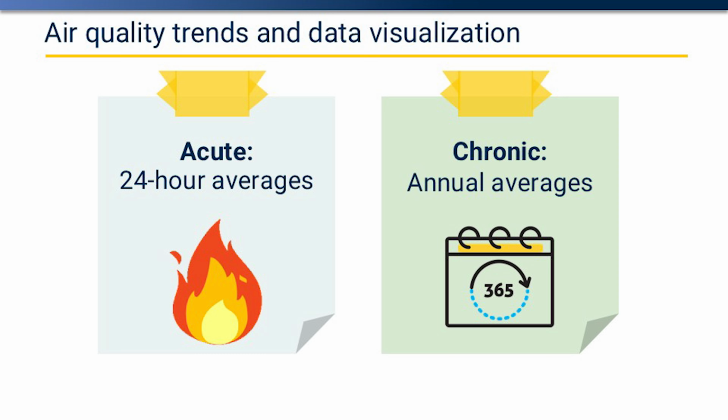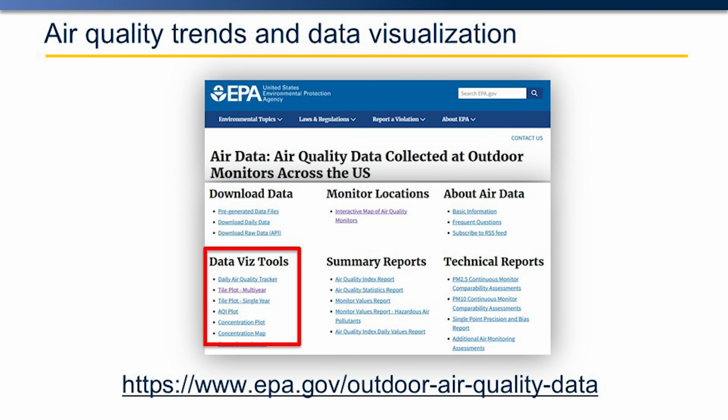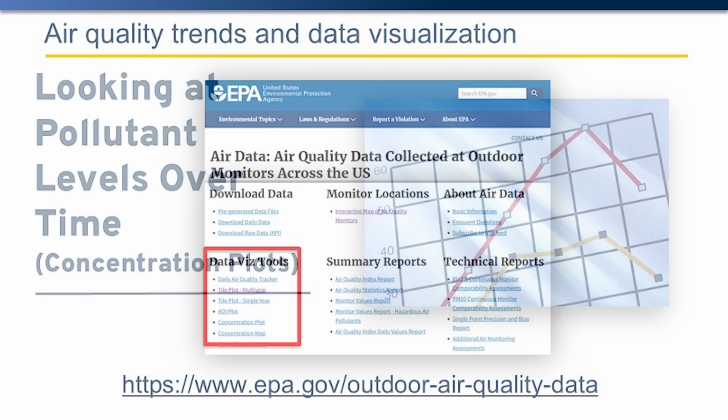Trends are also needed for regulatory compliance, forecasting, and tracking. The EPA has a number of tools to help you generate trend data for air pollutants over time. These tools are helpful because they provide several different options for viewing data. Here we'll describe two of them, the concentration plot and the multi-year tile plot. We will begin by giving a brief overview of each, and following that, you'll see links to separate videos on how to use these tools.